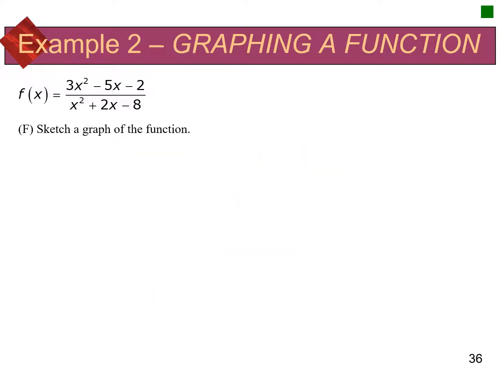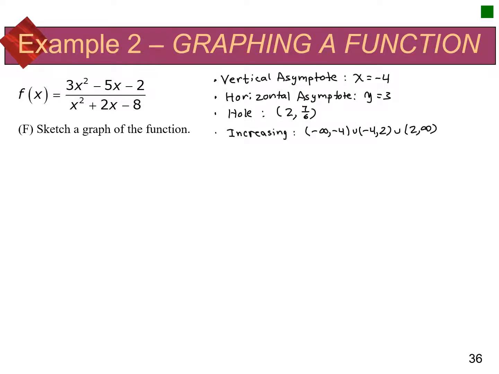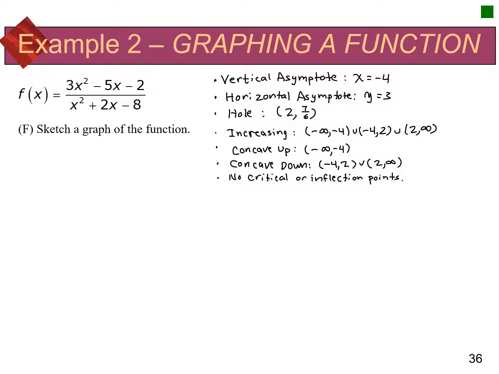So, sketch a graph of the function. Again, I'm going to take all the information I gathered. I had a vertical asymptote at x equals negative 4, a horizontal asymptote at y equals 3. I have a hole at 2, 7/6, which is like 1 1/6. It's increasing throughout its entire domain. It's concave up before negative 4. It's concave down essentially after negative 4, with the exception of 2, where there's a hole. There are no critical or inflection points.